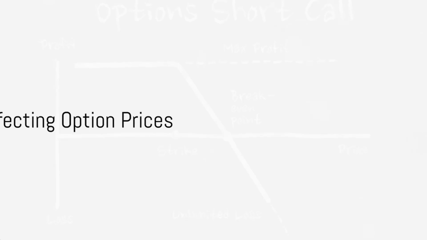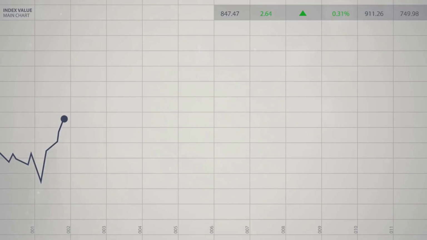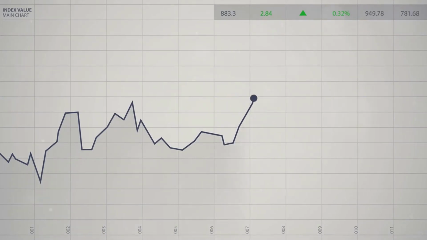First off, understanding the basics is crucial. An option's price, known as its premium, is determined by factors such as the price of the underlying asset, the strike price of the option, the time until expiration, and the asset's volatility.